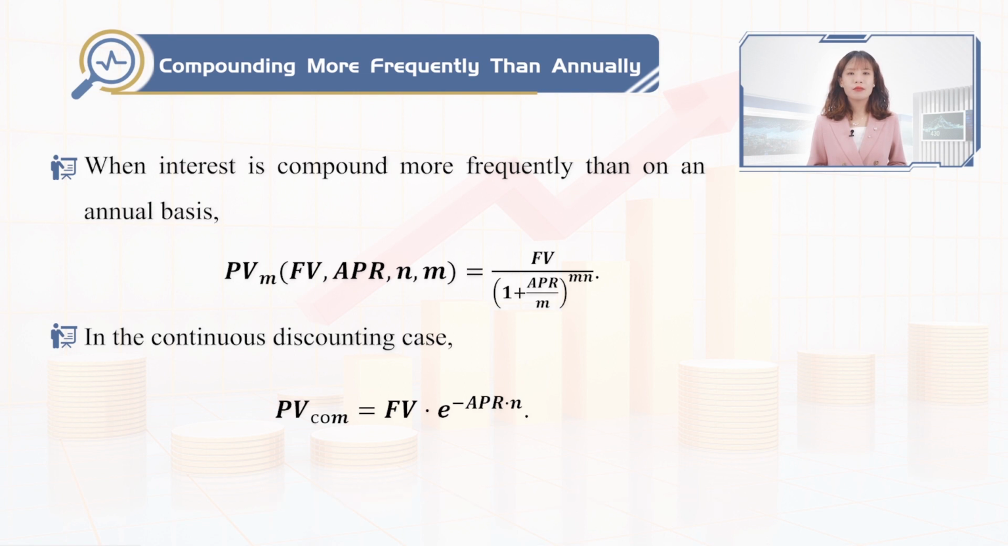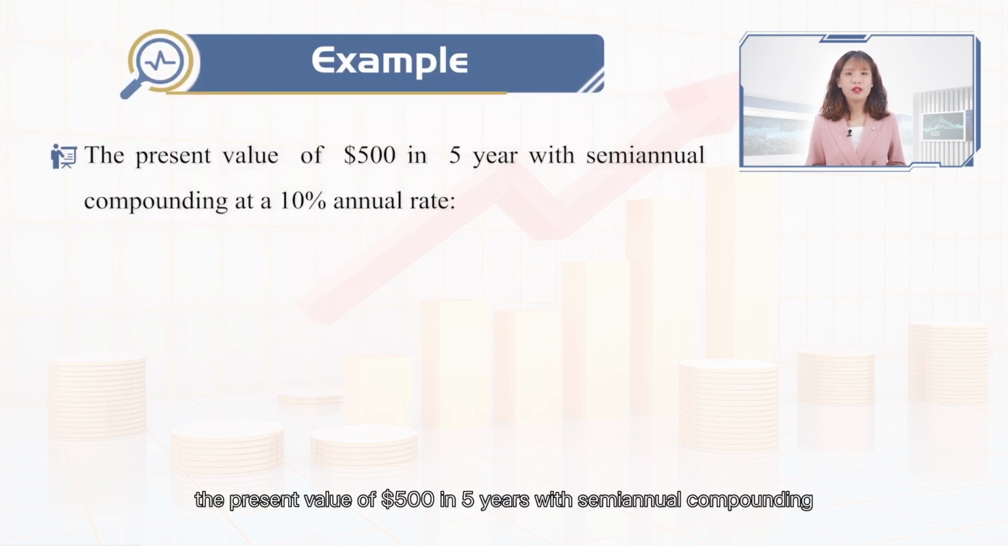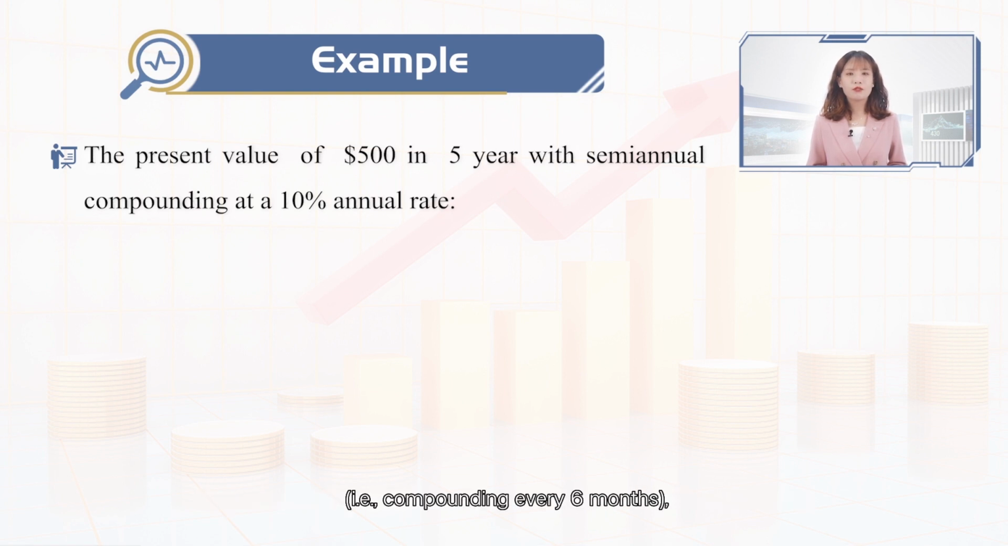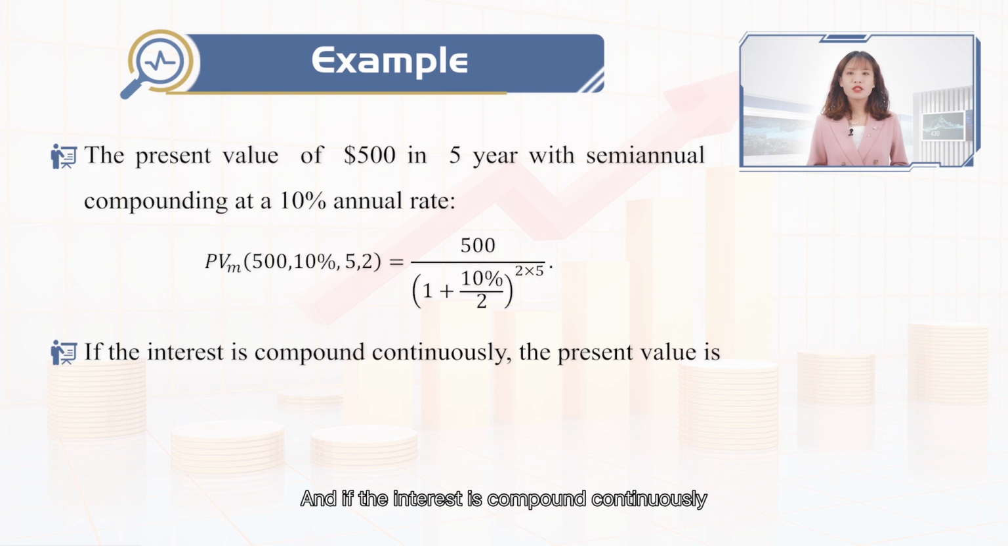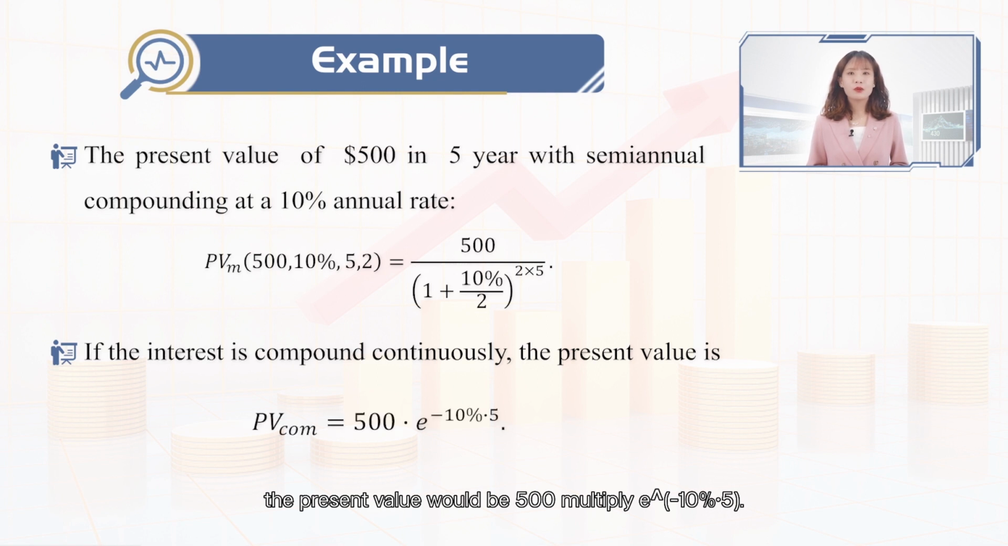multiply N. For example, the present value of $500 in 5 years with semi-annual compounding, that is, compounding every 6 months at a 10% annual rate, would be 500 divided by 1 plus 10% over 2 to the 2 multiply 5, 10th. And if the interest rate is compounded continuously, the present value would be 500 multiply exponential minus 10% product 5.